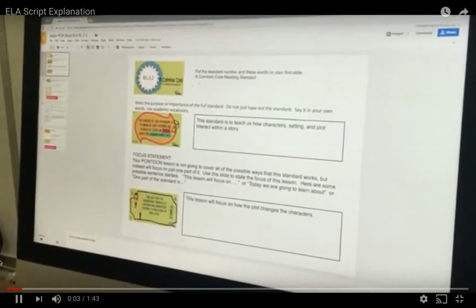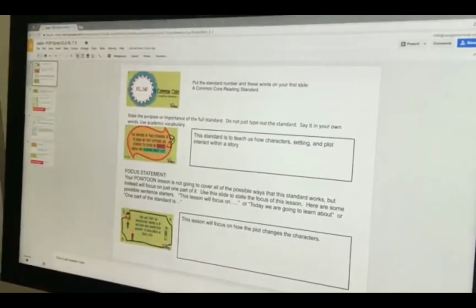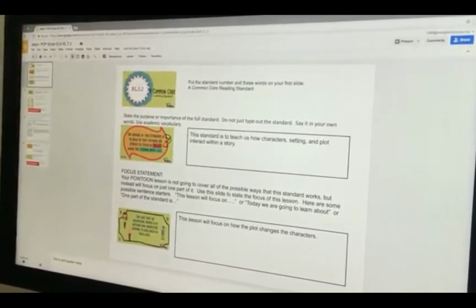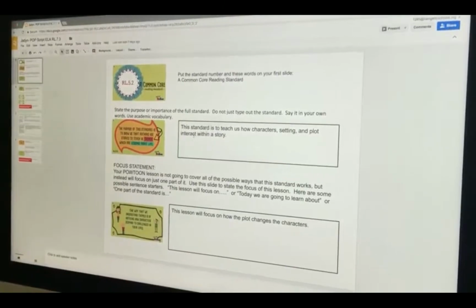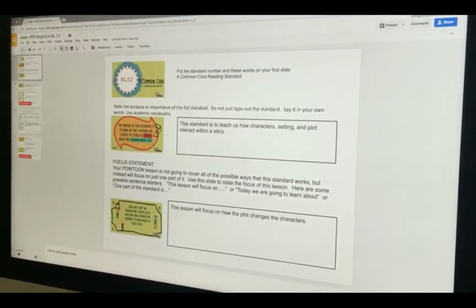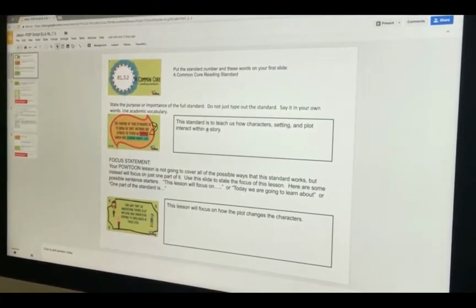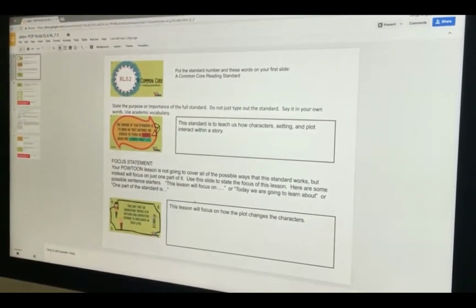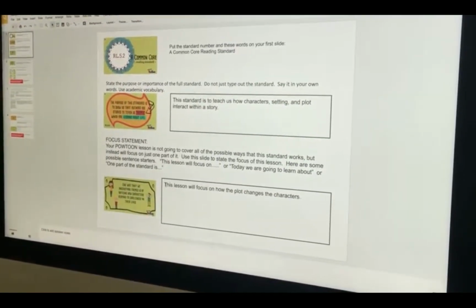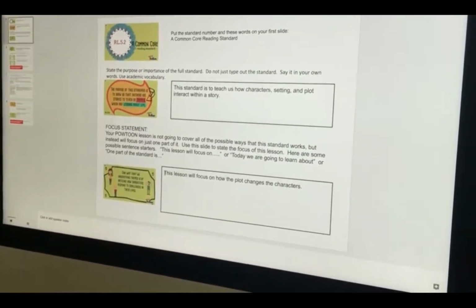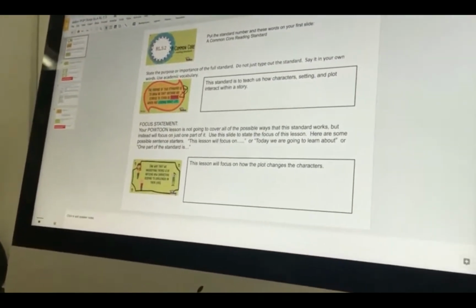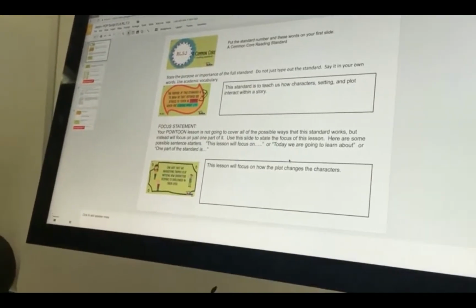This is the first slide, and it's just pretty much the standard number and that it's a Common Core reading standard. Then the second slide is the full standard in your own words. For example, what I put for mine is the standard is to teach us how character, setting and plot interact with the story. And then this is just a small part of the standard that we're going to be focusing on in the video, where my example is this lesson will focus on how the plot changes the characters, where I didn't even use the setting. I just focused on one part.